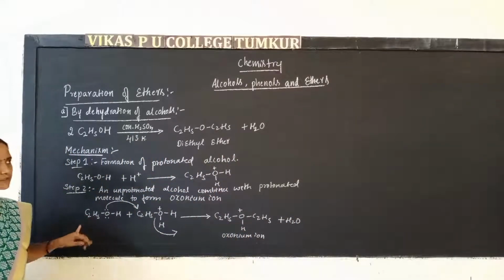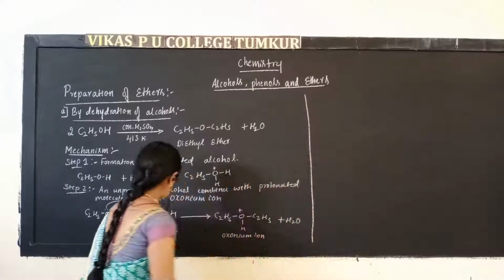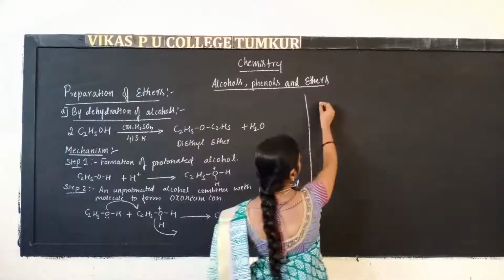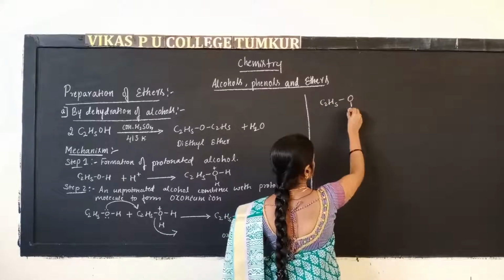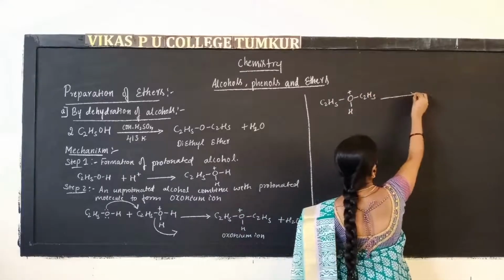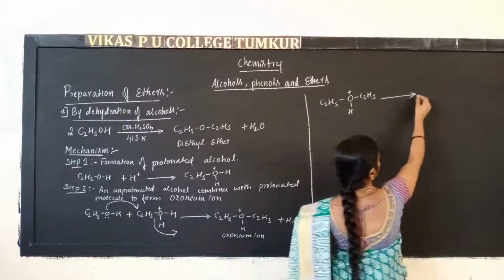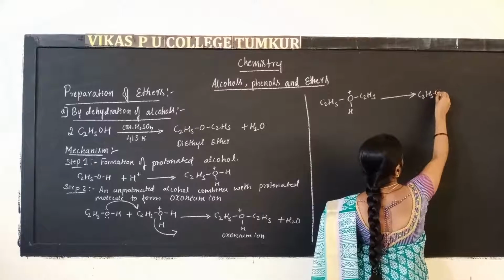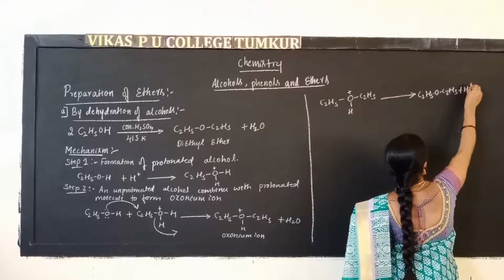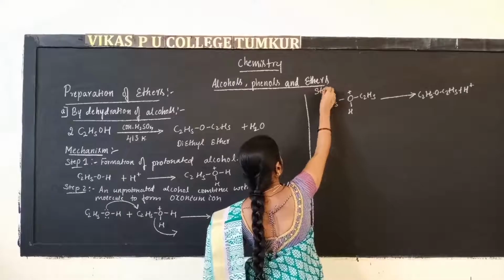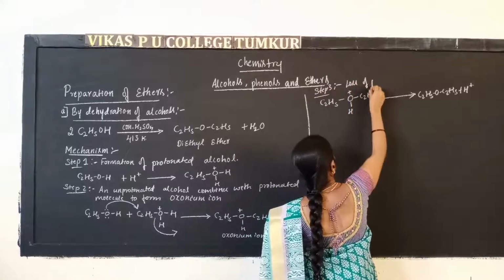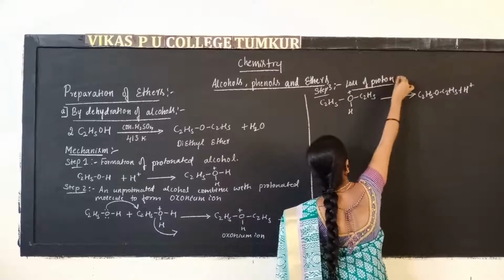In the third step, what is going to happen? The third step is the loss of the proton from the oxonium ion, C2H5OHC2H5 plus. With the loss of the proton, C2H5OC2H5, diethyl ether, is formed, plus H plus. This is step 3, the loss of proton. We call this the third step.